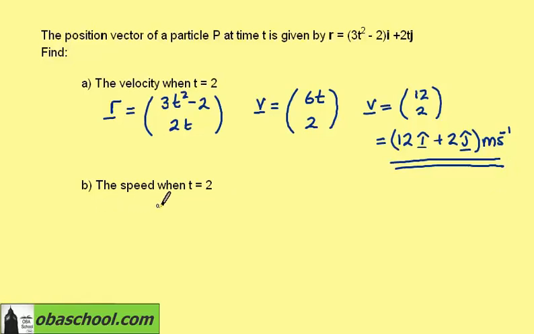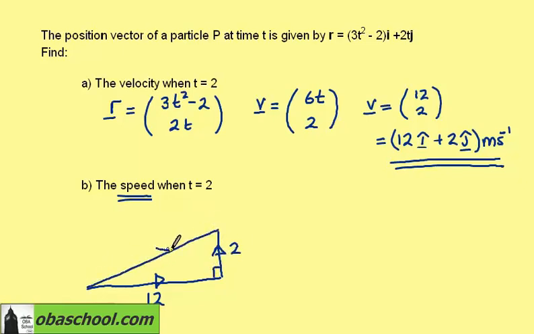We now want the speed at this same time. We know the components are 12 and 2. The speed is going to be the magnitude of this vector. So we know that our motion is going 12 units across and 2 units up. The length of the third side of this triangle is the speed.